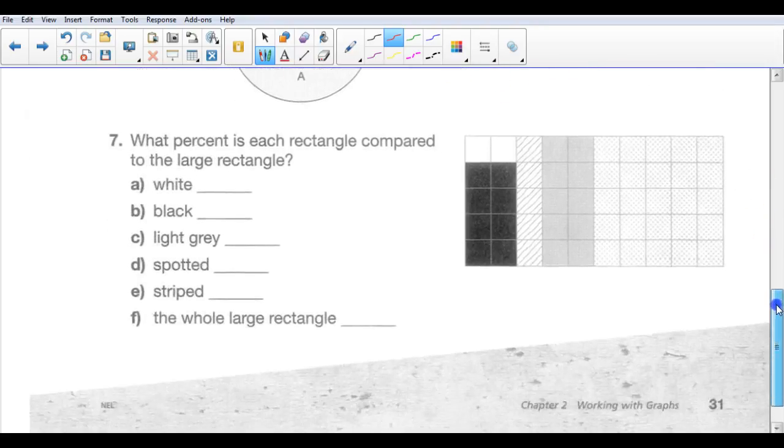Now we've got a different kind of graph right here. So it says, what percent is each rectangle compared to the large rectangle? Well, we need to have a total. So the first thing we need to do is count how many squares there are in here. So we got 1, 2, 3, 4, 5 this way. And we have 1, 2, 3, 4, 5, 6, 7, 8, 9, 10. We have 10 that way. So we want to know the number of squares. We take 5 times 10, and we have 50. So the whole large rectangle has 50 squares.